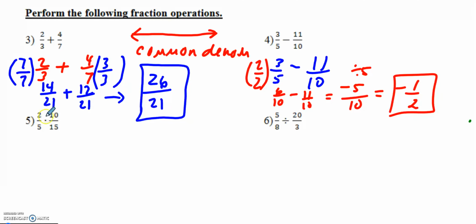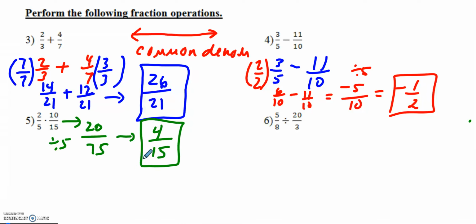Number 5 this time is multiplying two fractions, so we don't need a common denominator. In fact, what you could do is multiply straight across. And if I do that, 2 times 10 would give me 20. 5 times 15 would give me 75. You could look at both of these numbers and notice, just like the last one, that you could divide each by 5 at least. And so if you did that, 20 divided by 5 is 4. 75 divided by 5 is 15. You can't take anything else out, so 4/15 is your answer.